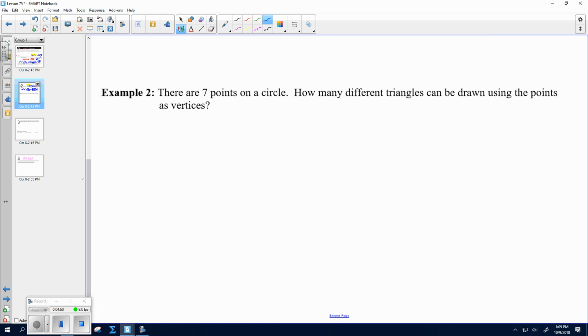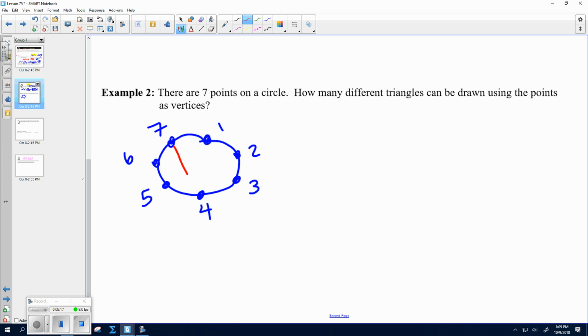There are 7 points on a circle. How many different triangles can be drawn using the points as vertices? So let's say we have a circle, and we have 7 points. 1, 2, 3, 4, 5, 6, 7. And I'm going to label them. And you can connect any 3 points and you can make a triangle, right?